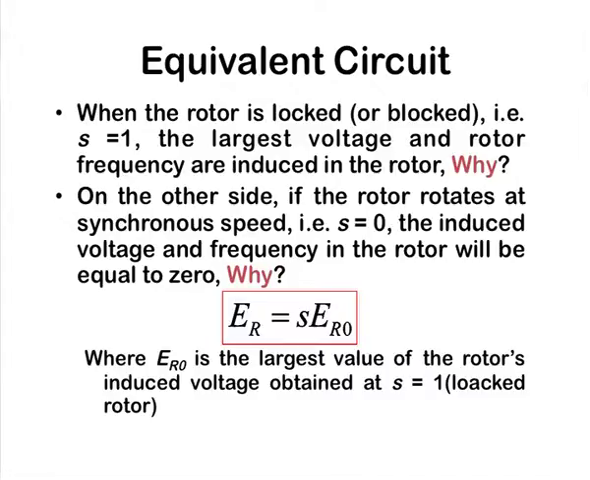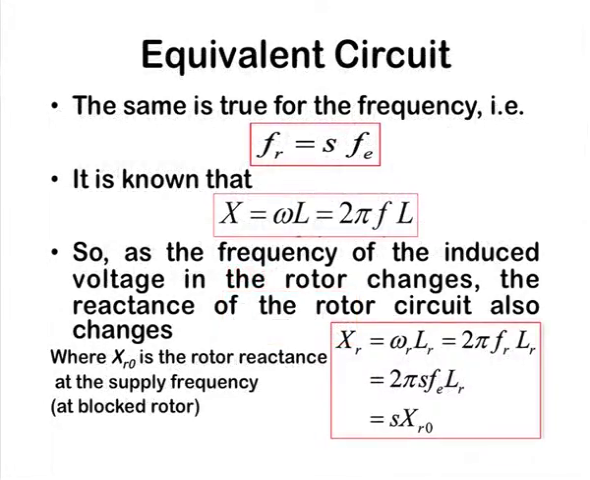This ER0 is the largest value of the rotor induced voltage, obtained at S equal to 1, that is when the rotor was locked. The same is true for the frequency. We have already derived that the rotor frequency is equal to S times the supply frequency. So, what is its net effect? The net effect is on the rotor inductance.